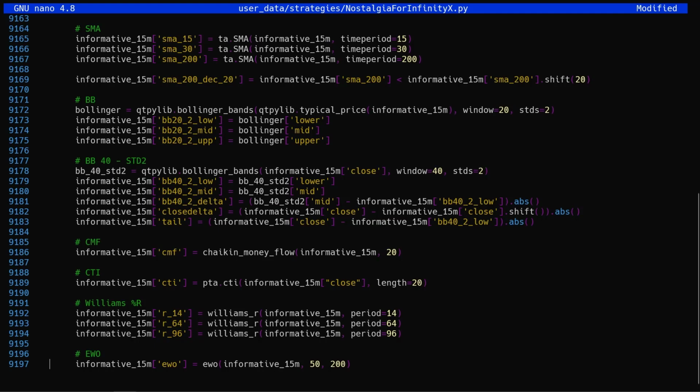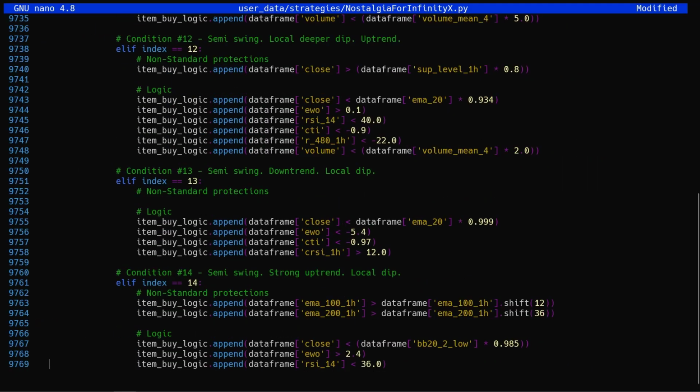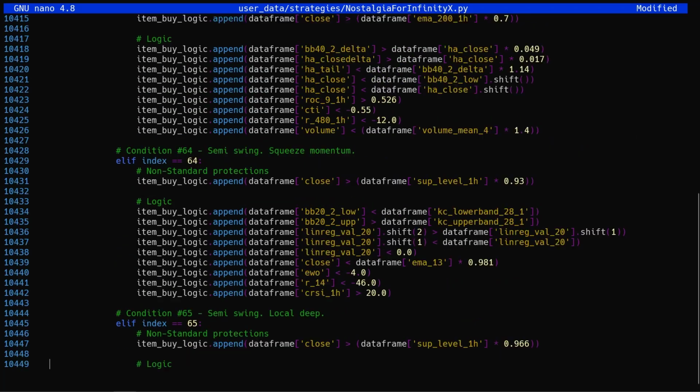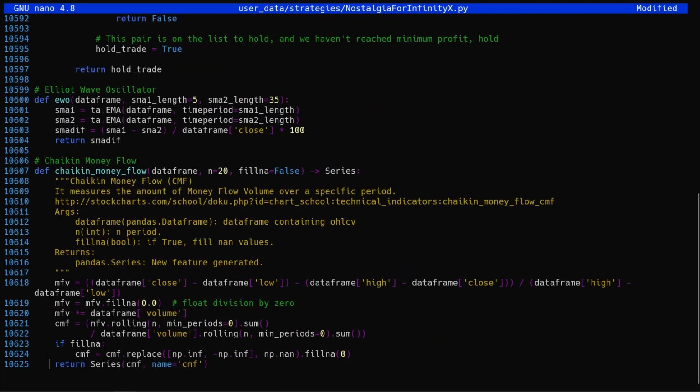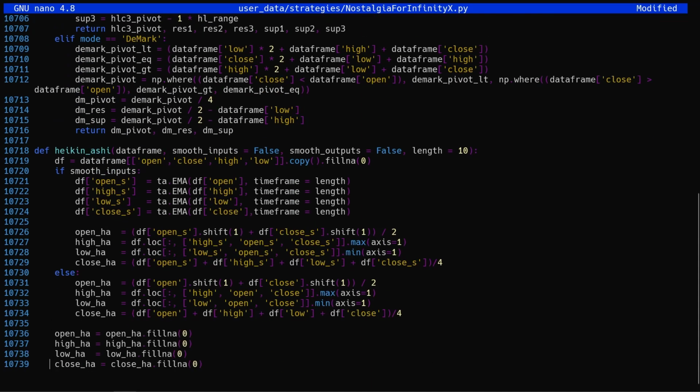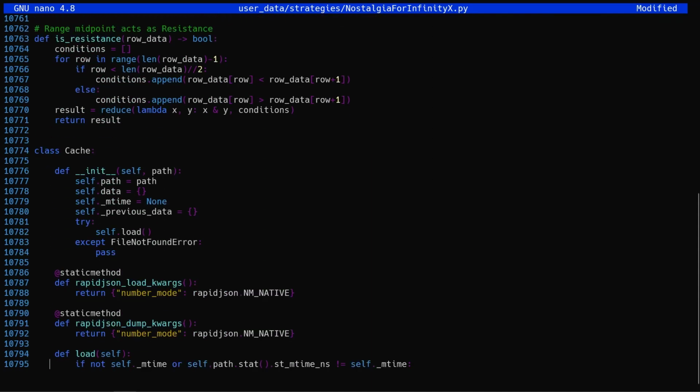Here is a small section where normal indicators and parameters are created. And from this point there are 65 types of buy condition combinations, each with their own name. And then, at the very end of the file, there is some code that provides us with some custom indicators. Apparently these indicators are not available in the earlier imported indicator libraries.